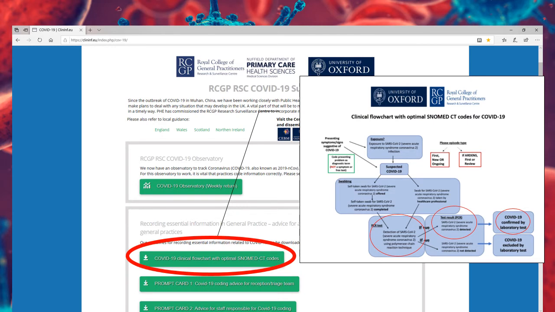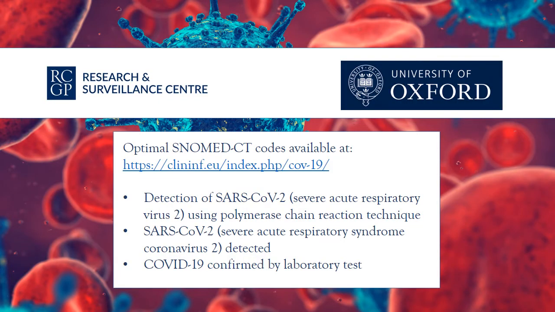Recommended codes related to COVID-19 can be found on our ClinInf webpage, which is linked below. Click on COVID-19 clinical flowchart with optimal SNOMED-CT codes. This will display the optimal codes all practices should be using. The codes practices should be using for positive swab tests are detection of SARS-CoV-2 using polymerase chain reaction technique, SARS-CoV-2 detected, and COVID-19 confirmed by laboratory test. If you use these codes, you can run a search to quickly identify eligible patients.